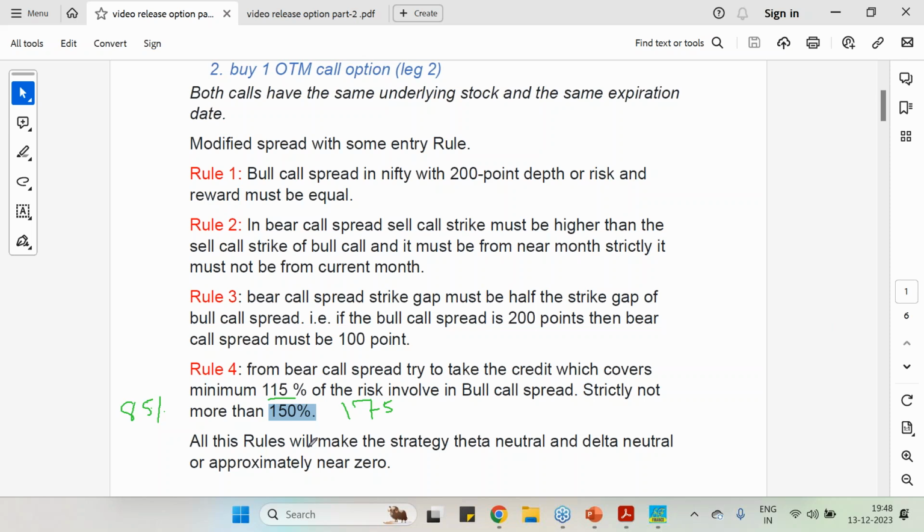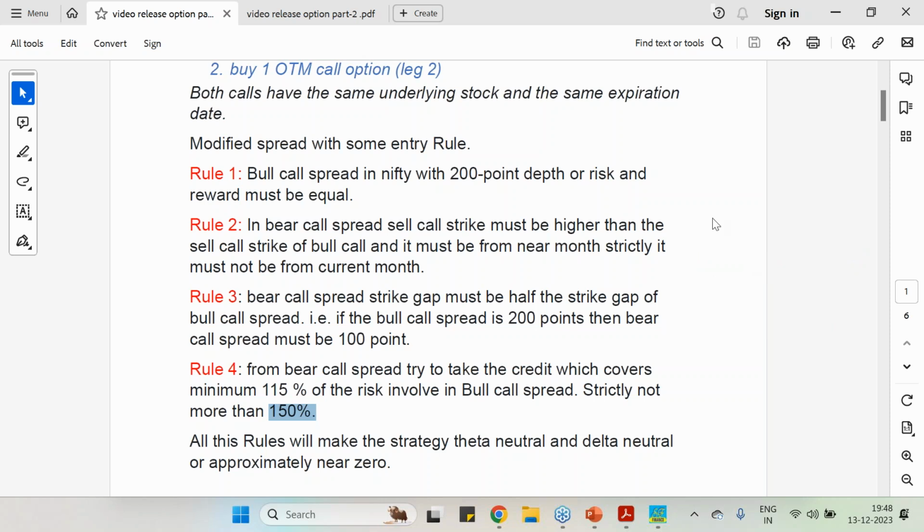Slightly 115, 114 is acceptable. 110 also is reluctantly acceptable. 115.5, 116 acceptable, but not less than that. Same process, not more than 150, theta gone. 85, 90, delta gone. Profit, nothing will come, kaddu will land in hand. So that is also very important.